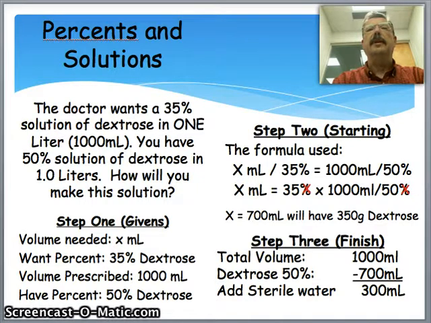You start out by setting up the formula, which is x mLs are equal to 35% times 1,000 milliliters divided by 50%. The percentages cancel out, and you'll add 700 milliliters of 50% dextrose, which is 350 grams of dextrose. Step 3, when you finish, total volume is 1,000 milliliters minus 700 milliliters. You will add 300 milliliters of sterile water, which will now give you a 35% solution of dextrose in 1 liter.